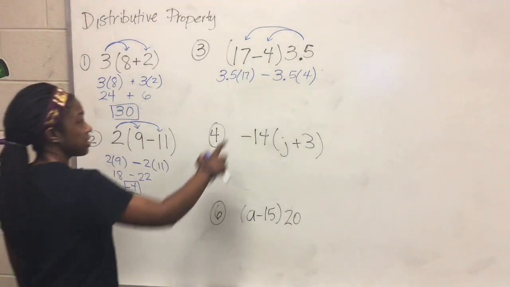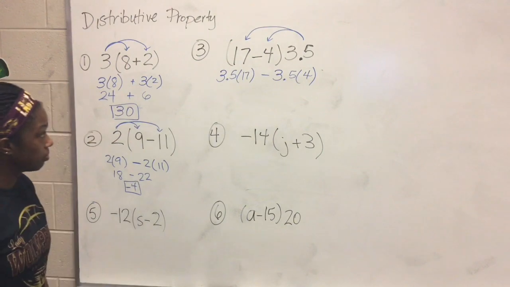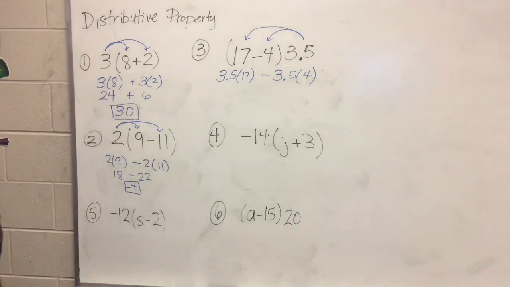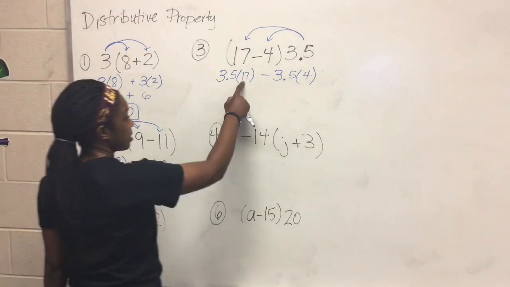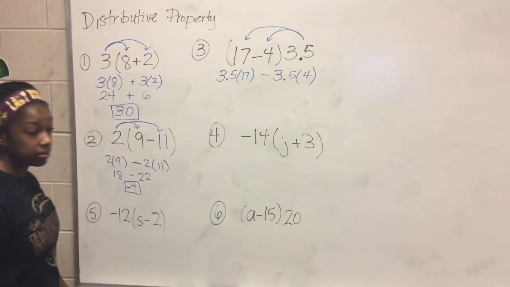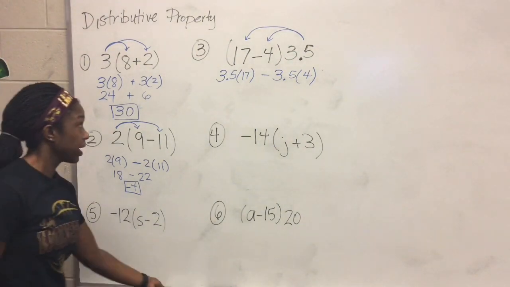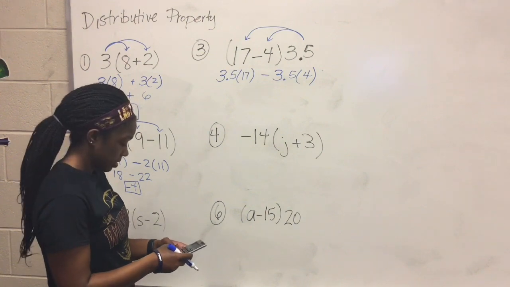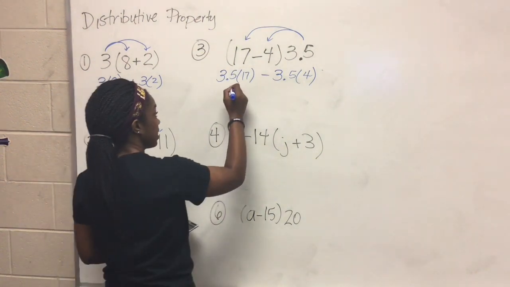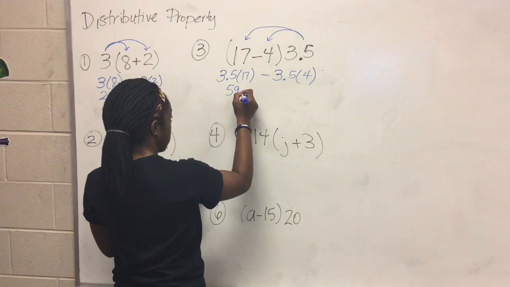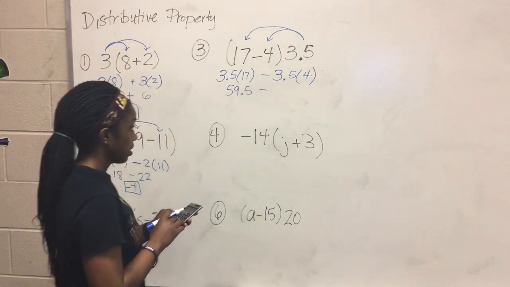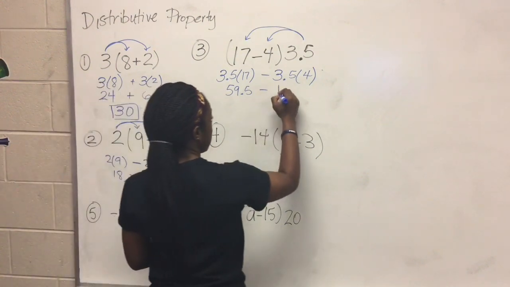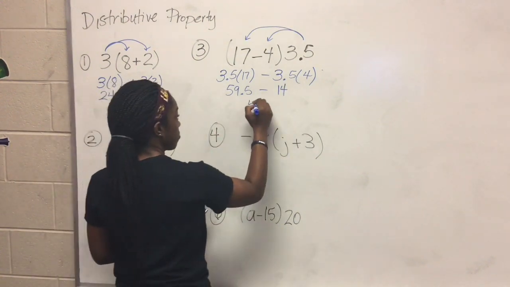Why did I use the minus sign? Because it's a minus sign in the problem. Why is it 3.5? Because that is what's on the outside. You can do it with the decimal. Okay? Why does 17 go first? Because 17 goes first here. So then I just multiply. Let's calculate 3.5 times 17. That gives us 59.5 minus, let's see, now I got 3.5 times 4. That is 14. If I subtract those two, I get 45.5.